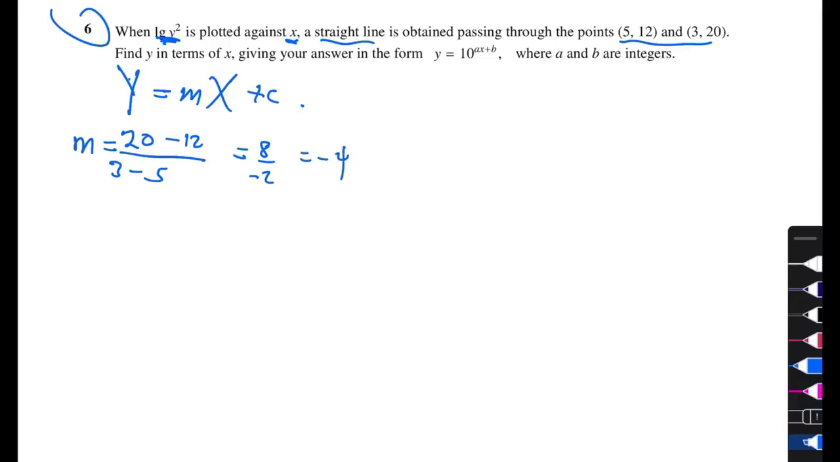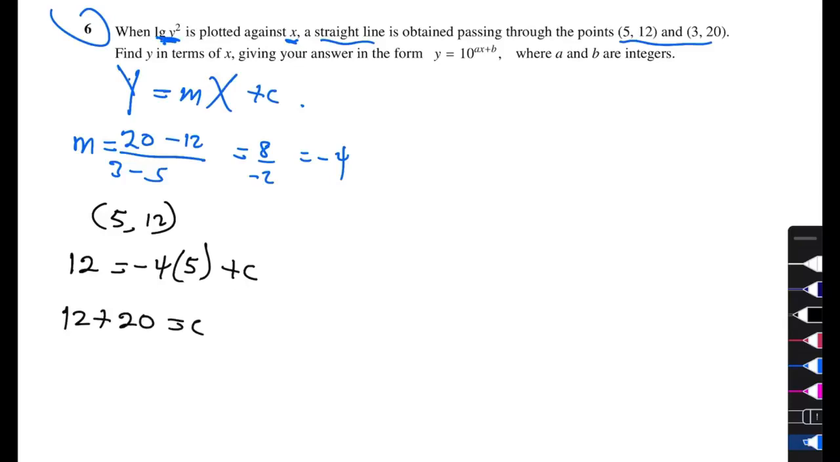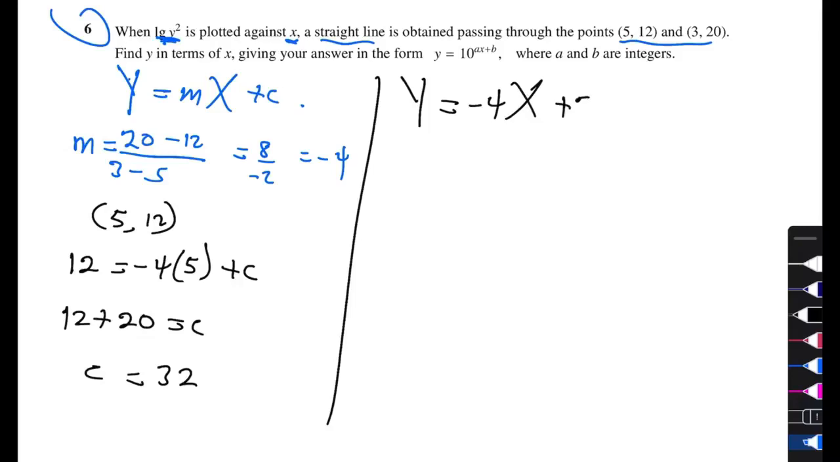Okay, cool. So now that we have found the gradient, the next thing we want to do is find the C. So choose any of the points, maybe we are going to work with 5, 12. So that means y is 12, x is 5, plus C. Sorry, that's 5. So we are going to have 12 plus 20 is equal to C, C giving us 32. So that means our big Y is equal to the gradient, negative 4, big X plus 32.